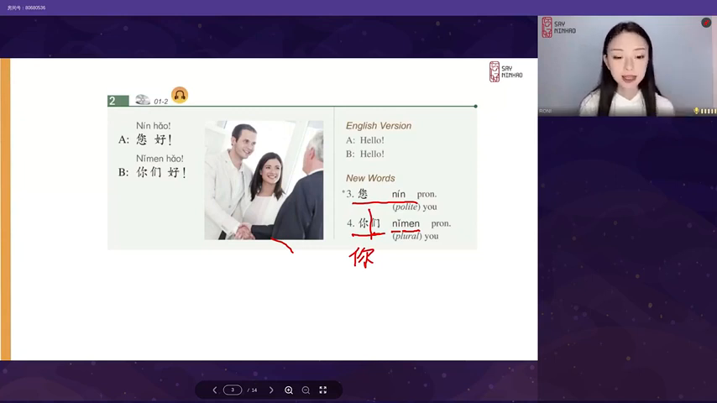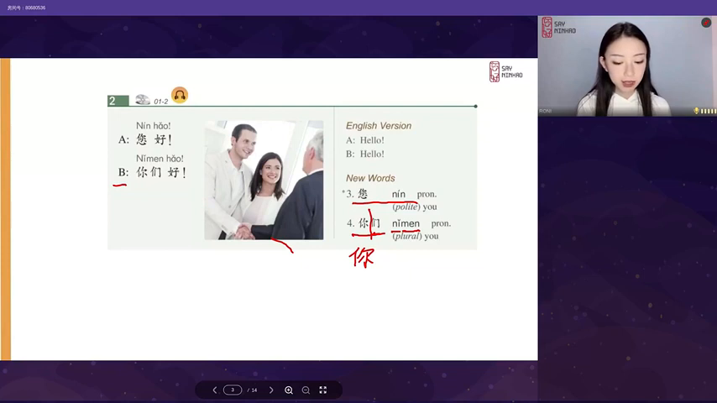Okay. 你们 and 您. Now let's move on to our text. I will read it once for you. Please pay attention to the pronunciations, okay? A said, 您好. B said, 你们好.